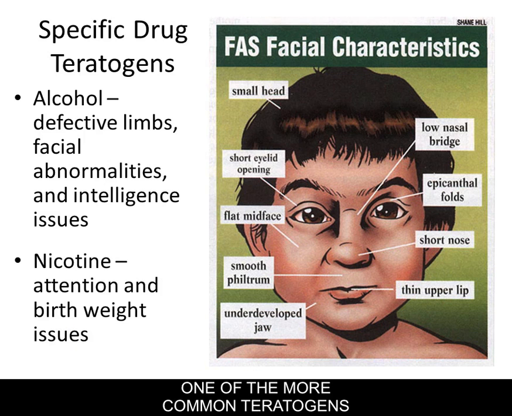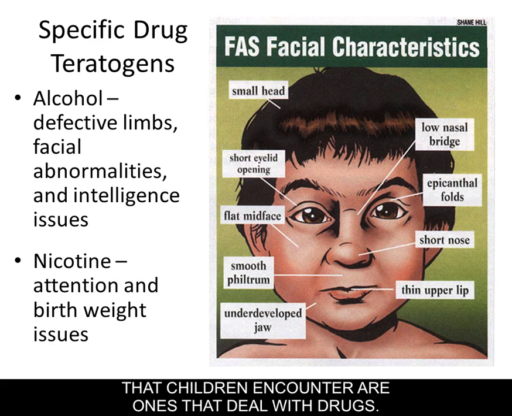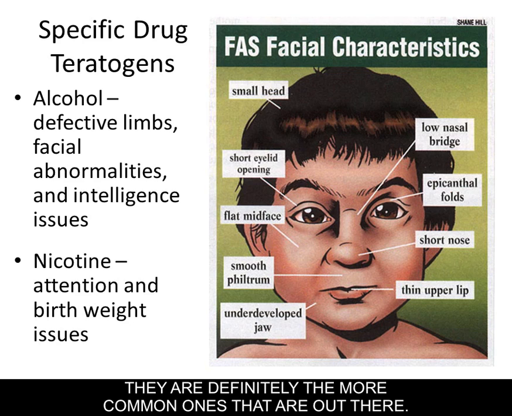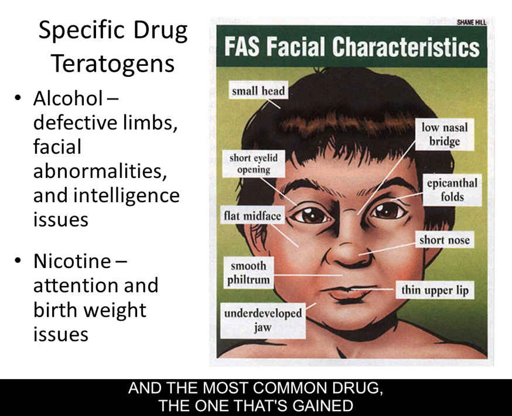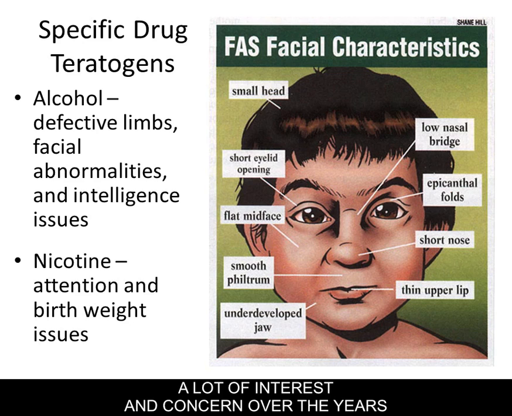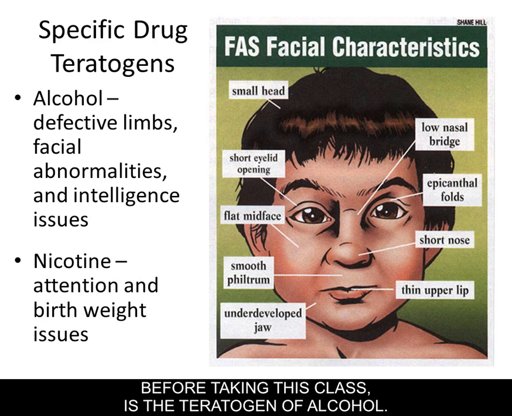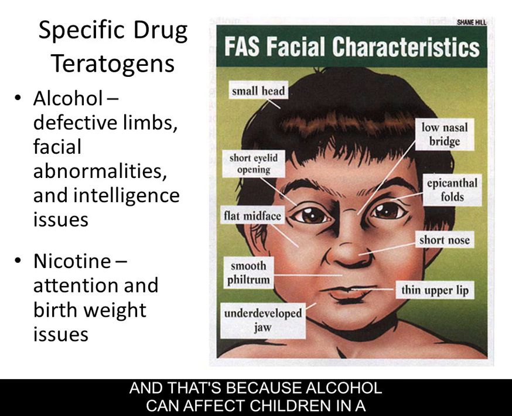One of the more common teratogens that children encounter are ones that deal with drugs. Even though we've kind of moved away from them, they are definitely the more common ones that are out there. And the most common drug, the one that's gained a lot of interest and concern over the years, and I'm sure a lot of you have heard about this already before taking this class, is the teratogen of alcohol. And that's because alcohol can affect children in a number of different ways.